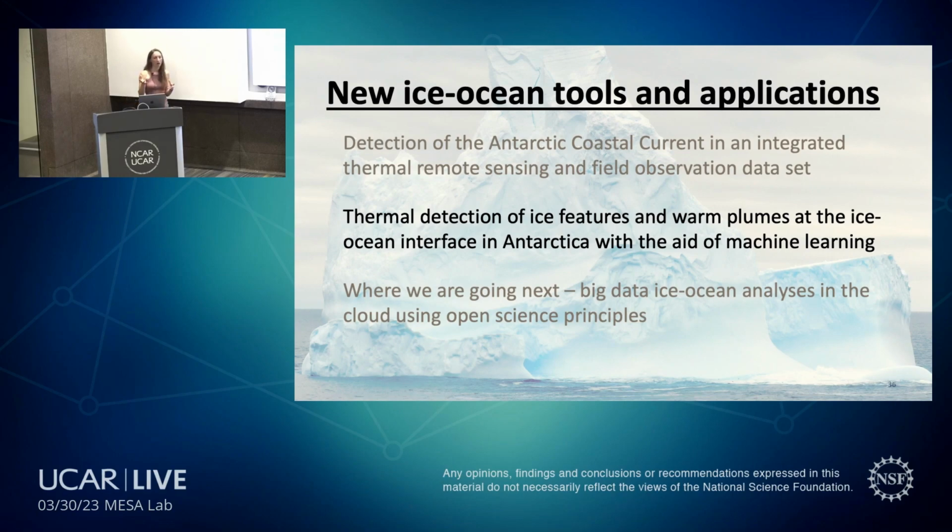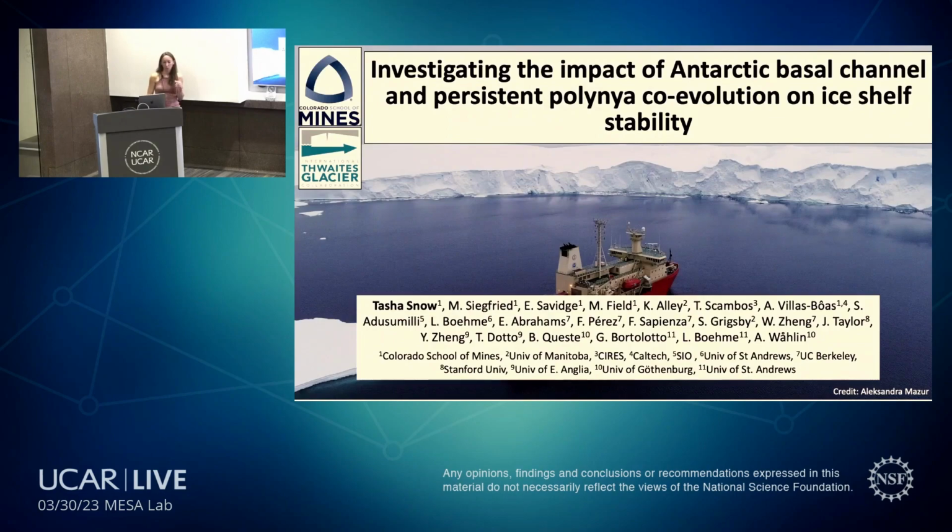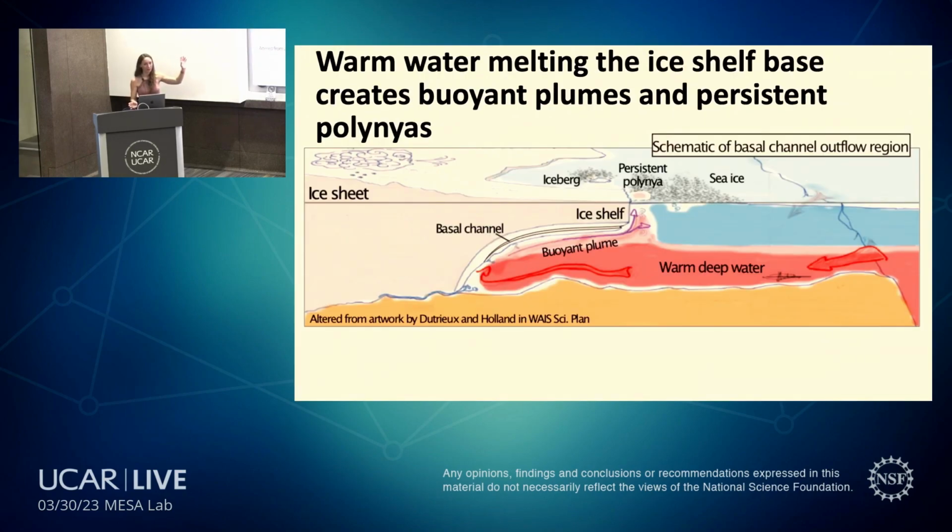So with that, I want to talk a little bit more about how we're starting to automate these remote sensing processes to work with the field data with the aid of machine learning. And this work is investigating the impact of some ice-ocean interactions and how they co-evolve with ice shelf stability, again, in the same area we just looked at. So I have some words on here: Antarctic basal channel and persistent polynya that I'll describe here.